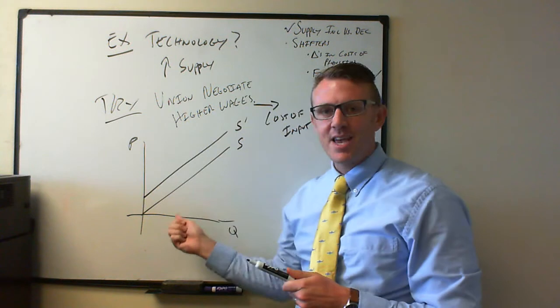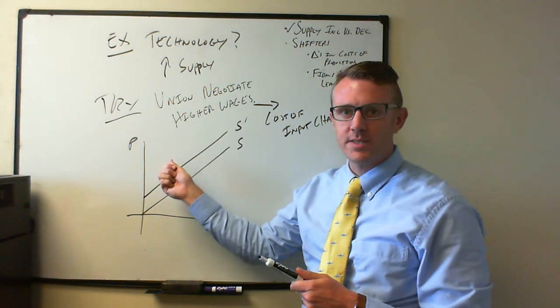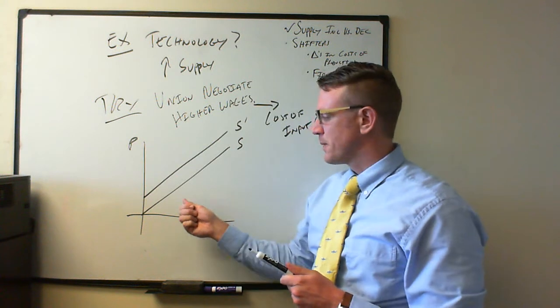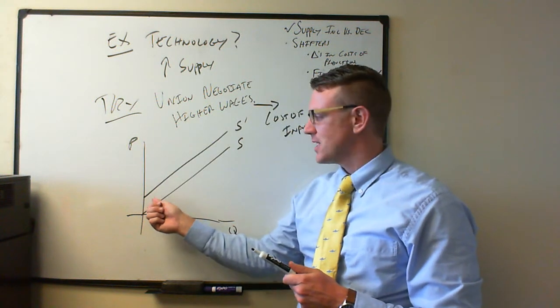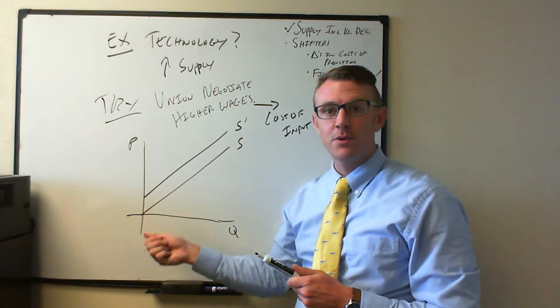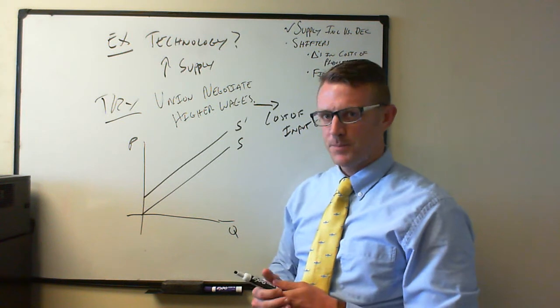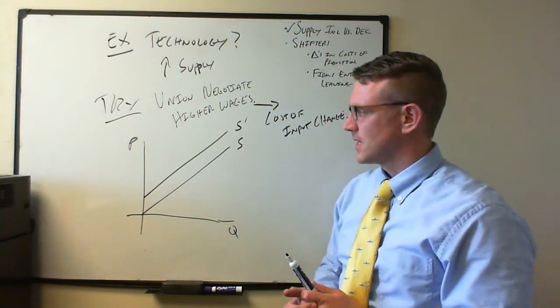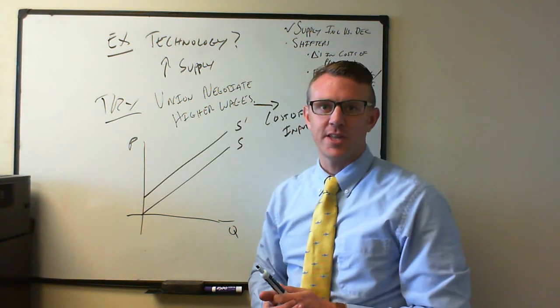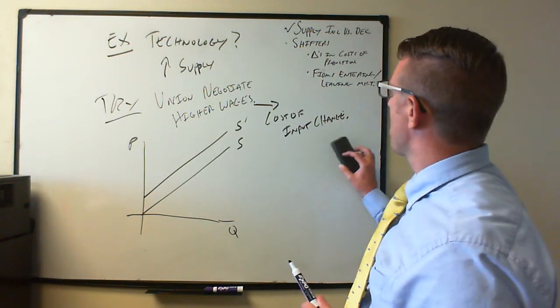So you can either think about it this way. To produce the same number of goods and pay their employees more, they have to charge higher prices. Or to produce at the same price level, they're going to have to lower the amount they produce because it's now more expensive to produce that good. You have to pay your workers more. Does that make sense? I say this into the camera like you can actually answer me.